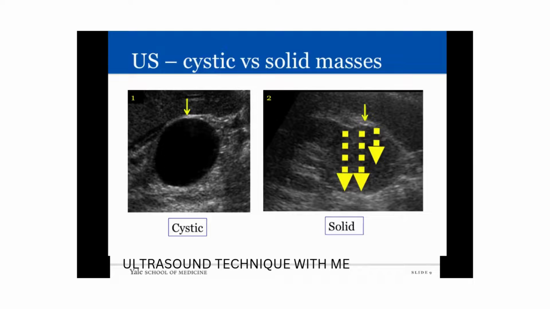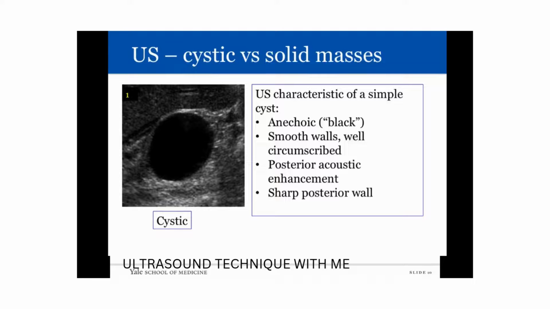If we look at this case over here, as the sound waves go through, some of them may pass through, but a lot of them will also get reflected backwards, resulting in a very complex appearing solid mass in this kidney. So here are some ultrasound characteristics of a simple cyst, and this applies to a cyst in any organ within the body. It'll be anechoic or black.